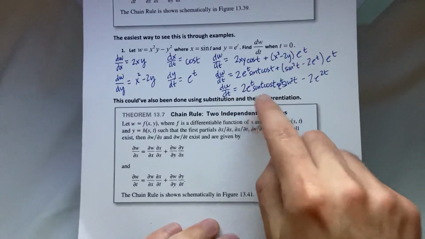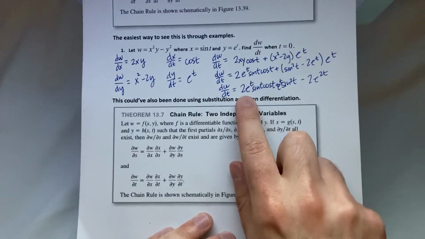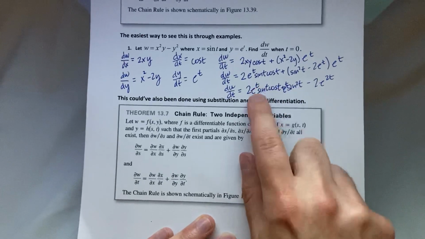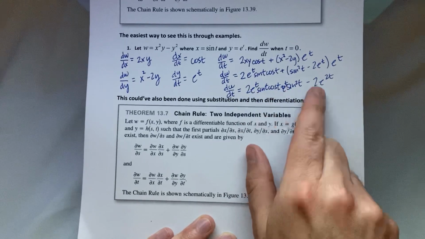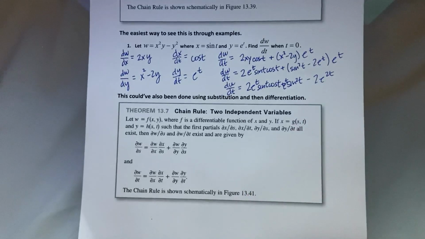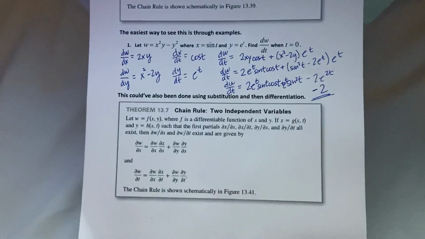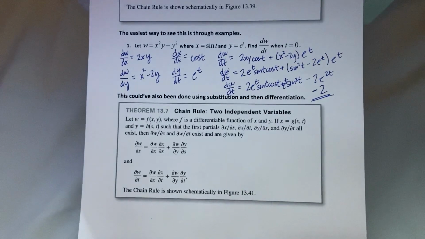Now, it says I was supposed to plug this in at t equals 0. Sine of 0 is 0, so these are all going to become 0. This last one, though, e to the 0th is 1, so this should be negative 2 if we're plugging in 0. I forgot about that part, but not a big deal.